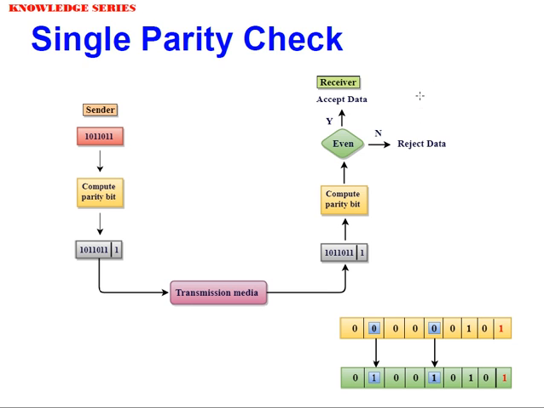You have to remember that if an odd parity bit is used, we call it odd parity checking. If an even parity bit is used, we call it even parity checking. Here you can try to see this one. A sender is there, and here 1 0 1 1 0 1 1. You can see that there are 5 ones, so it is an odd number.